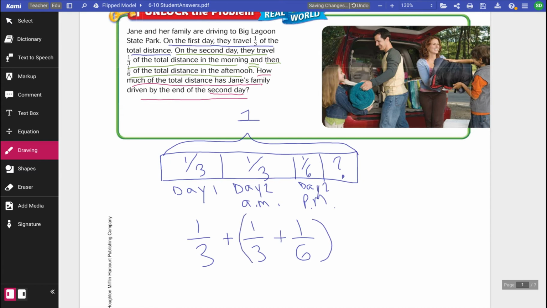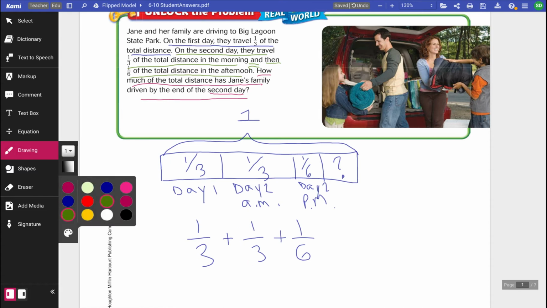Now, the way they worded the problem, we would group day 2, right? We'd do 1/3 plus 1/6 first and then add 1/3. But there's an easier way. I would add 1/3 and 1/3 first. So here we're using the associative property to group numbers that are simple to add, because that's easy. 1/3 and 1/3 is 2/3. And then we can add a sixth.